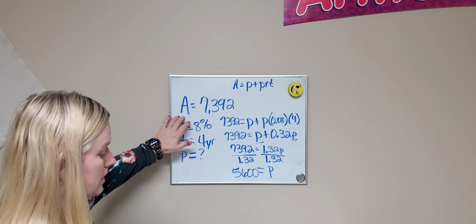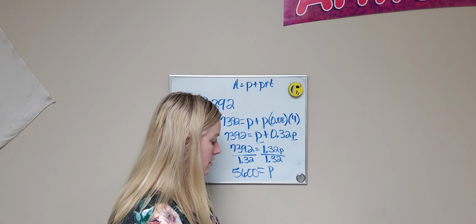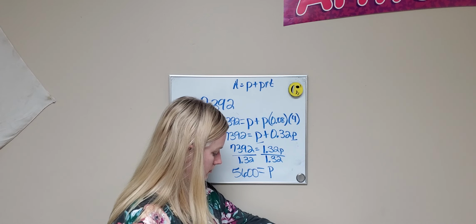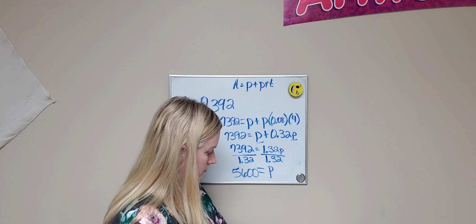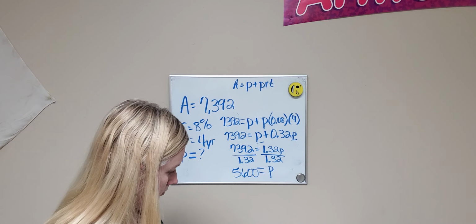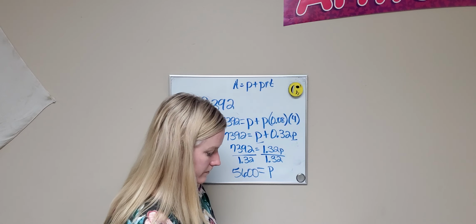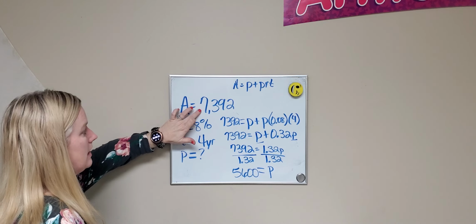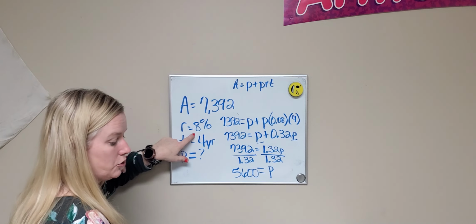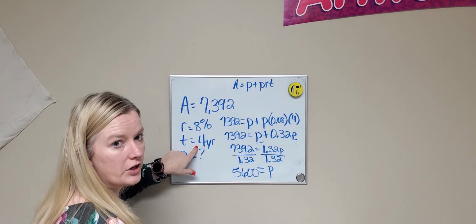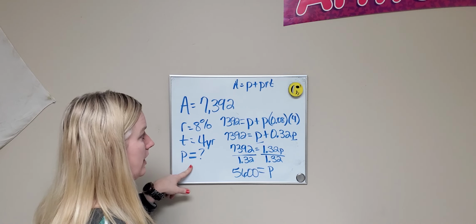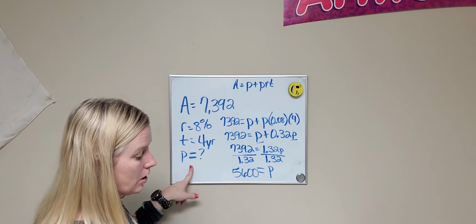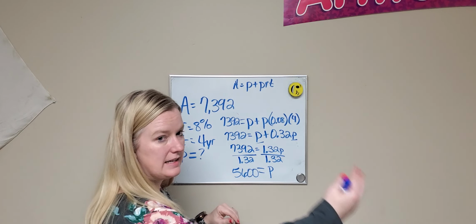Okay. So that, all right, so the total amount that I paid was $73.92. That $73.92 included an 8% interest over a 4-year time period. I need to figure out what my original investment was. What was the original cost? What did I get to begin with?